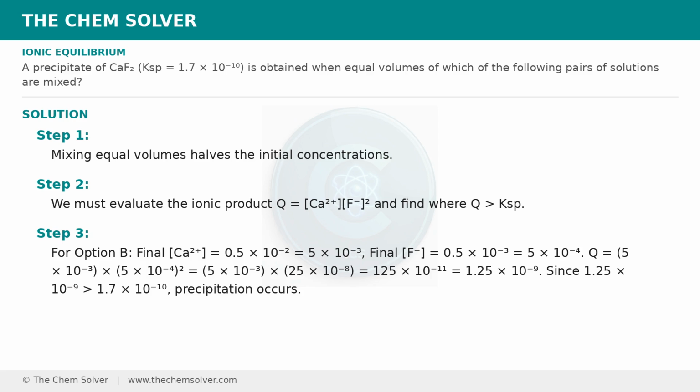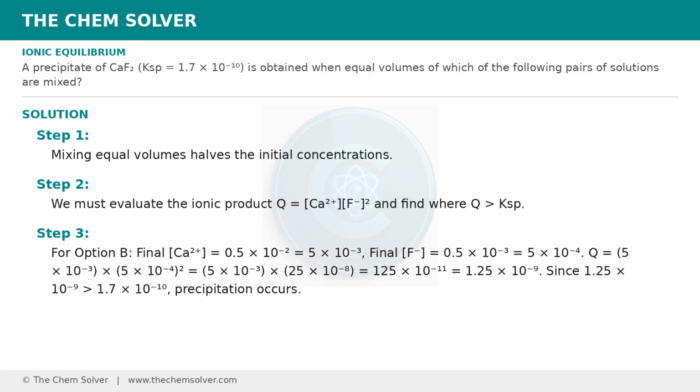10^-3 equals 5 times 10^-4. Q equals 5 times 10^-3 times (5 times 10^-4)^2 equals 5 times 10^-3 times 25 times 10^-8 equals 125 times 10^-11 equals 1.25 times 10^-9.